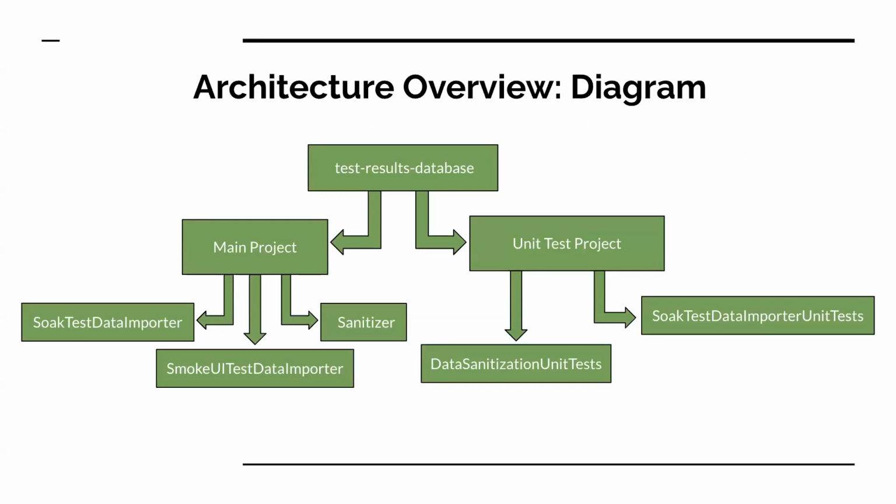This is an overview of the architecture. Like I mentioned before, we have our unit test project, and along with that, we have our main project. I'll focus mostly on the main project since the unit tests just validate the main project. We have the soak test data importer, the smoke UI test data importer, and the sanitizer as the 3 main things in the main project.